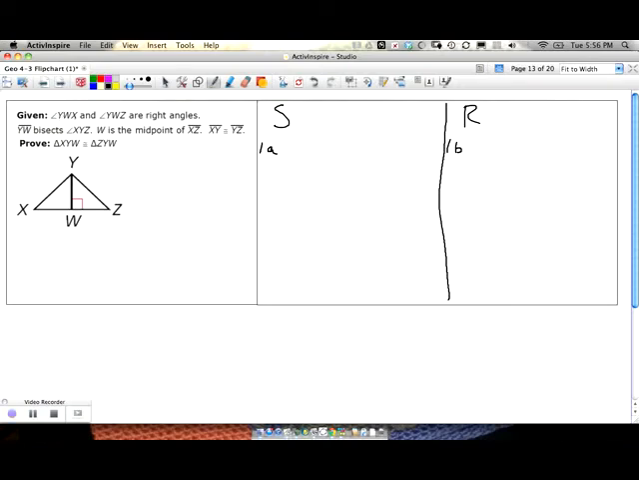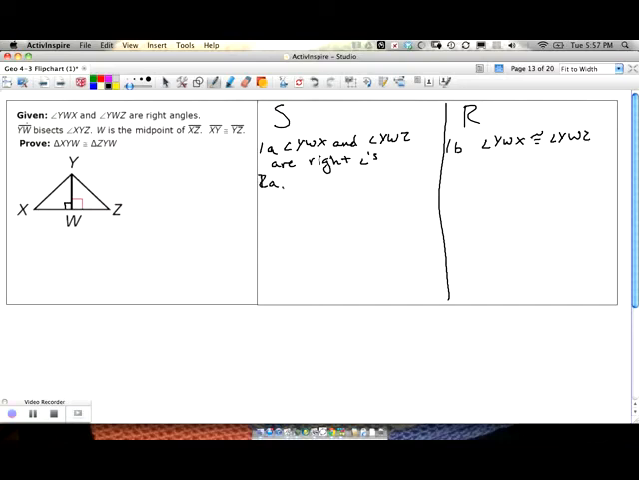Let's talk our way through it. Angle YWX and angle YWZ are right angles. This one wasn't even marked, but they're both right angles. So given that angle YWX and YWZ are right angles, that means they're congruent. That means angle YWX is congruent to angle YWZ.